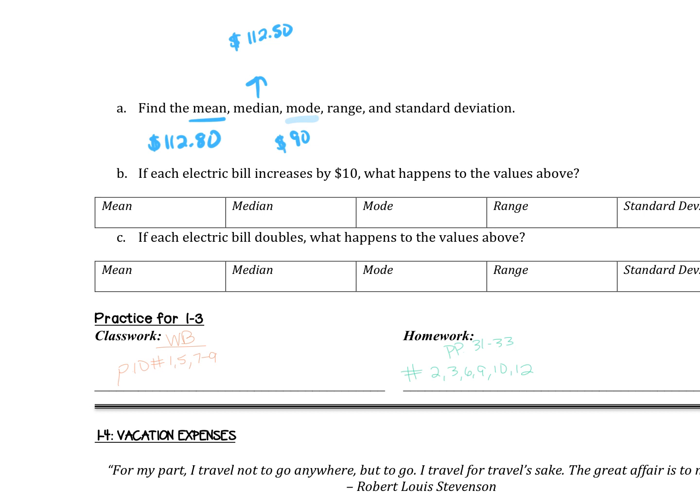And then your range, we're looking at our high minus our low. So 150 minus, what was the low, 88? is $62. And for standard deviation, I've got to scroll back up. For standard deviation, we're going to use the sigma sub x, and that is 21.37.